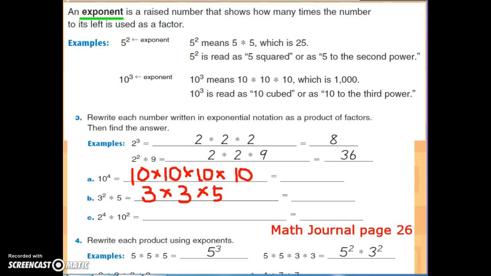Down below for number 4, now they're giving you the string of numbers. They're giving you the multiplication problem. So 5 times 5 times 5 is 5 to the third, or 5 times 5 times 3 times 3 is 5 to the second times 3 to the second.